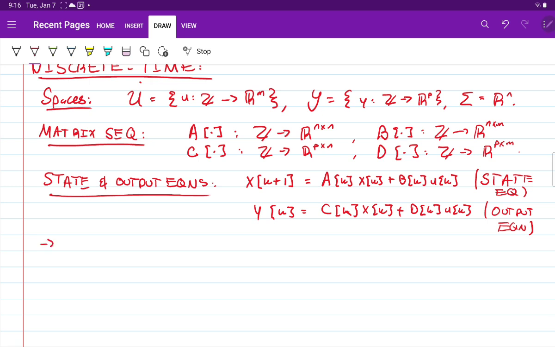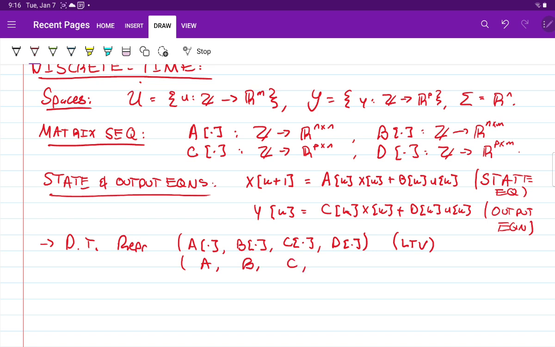All right. So what we have is, in summary, we have the discrete time representation, which we'll refer to by the matrices A, B, C, D, where I use these square brackets instead of parentheses just to emphasize this discrete time. So this is the LTV. And then LTI, just A, B, C, D. Okay? So although this looks the same as the continuous time case for LTI, it'll usually be clear from context whether we're referring to a discrete time or continuous time system.